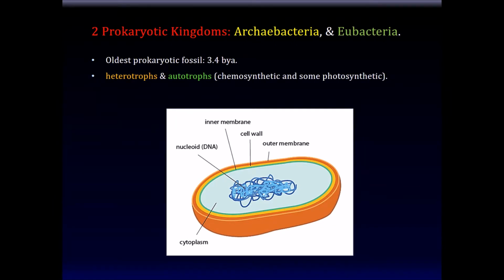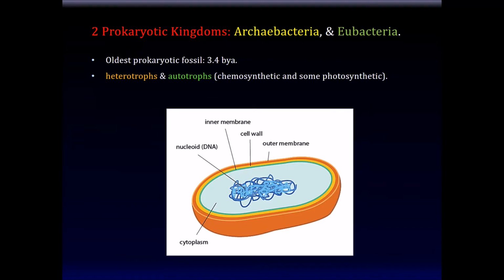Look at this. The oldest prokaryotic fossil known: 3.4 million years. No, 3.4 billion years ago. That's BYA, short for billion years ago. Earth is what? 4.5 billion years old. These critters, bacteria, have been around since, whoa, a very long time. You understand? 3.4 billion, that's the oldest known prokaryote fossil. Maybe they were around longer, do you understand?